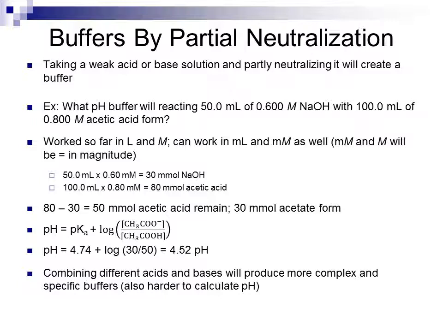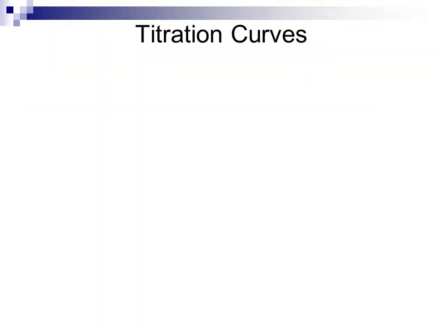Combining different acids and bases together will produce more complex and specific buffers to get even more targeted pHs. However, they're generally harder to calculate in pH.